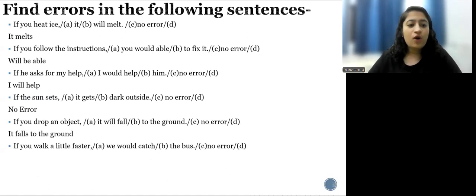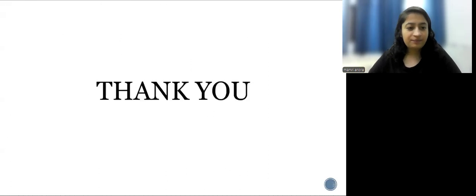The next is, if you walk a little faster, we would catch the bus. Or no error. Yeah, we will catch the bus. Why is it we will catch? Because if you do something, then in future the consequences will be this. It is talking about this thing. It is first conditional. Great.